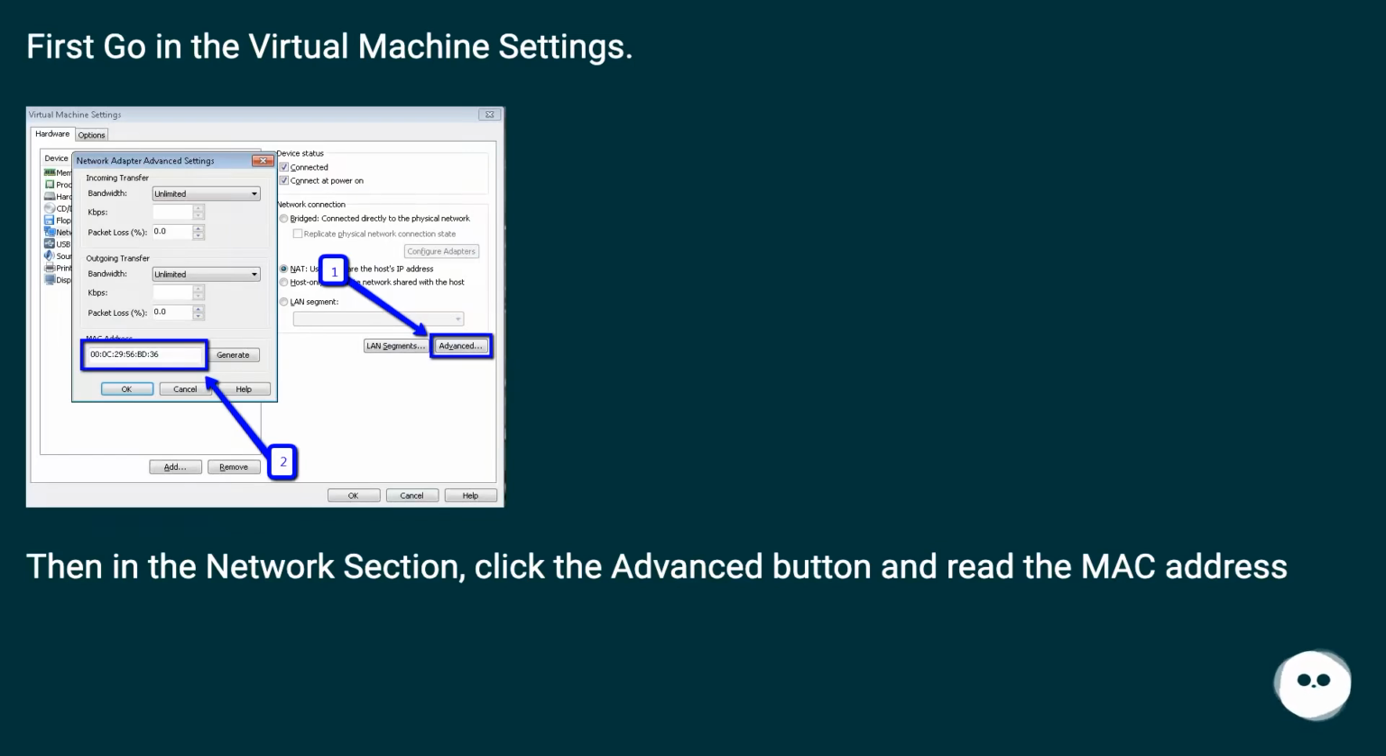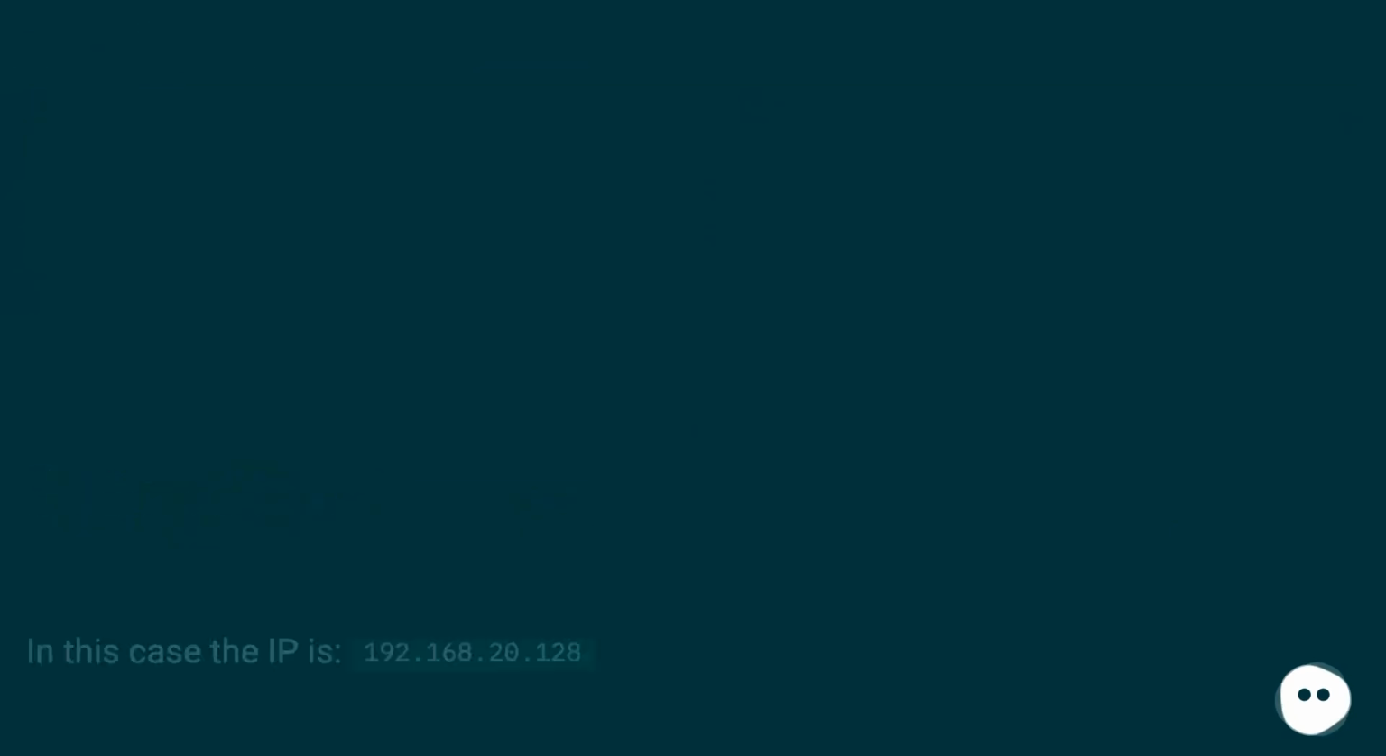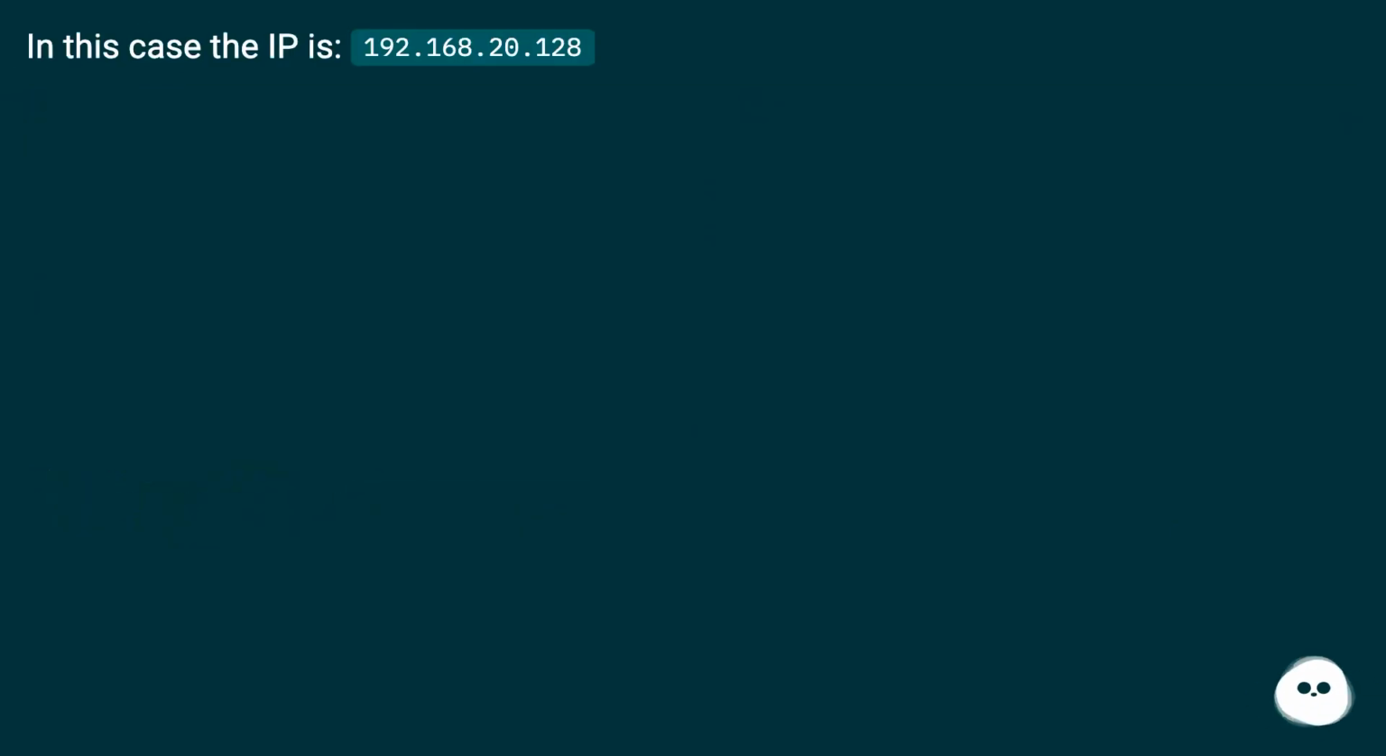First, go in the virtual machine settings. Then in the network section, click the advanced button and read the MAC address. Then in the console execute arp. Find the MAC address in the displayed list that you found in the advanced settings of the network adapter above, and the IP will be on the side of this particular MAC address. In this case the IP is 192.168.20.128.